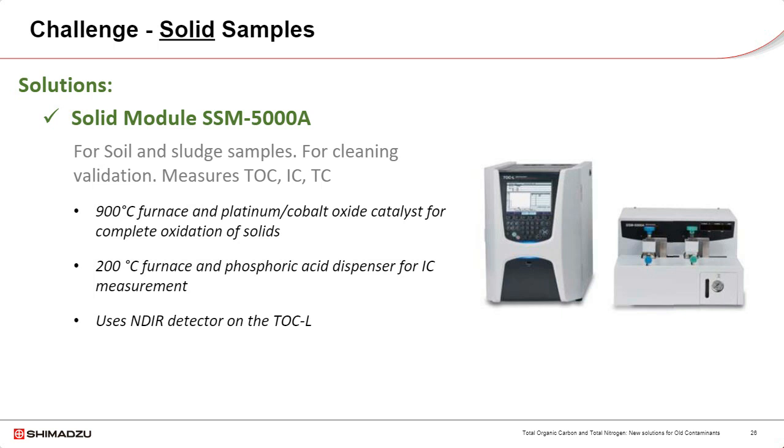It also uses a combustion tube in there with platinum catalyst similar to what is found in the TOCL. Additionally, it has a separate side on the right and a slightly cooler furnace at 200 degrees C for measurement of inorganic carbon in the solid samples. Together, these two measurements can be used to calculate the total organic carbon content in the samples by a simple equation: total carbon minus your inorganic carbon will give you the organic carbon content of your samples.